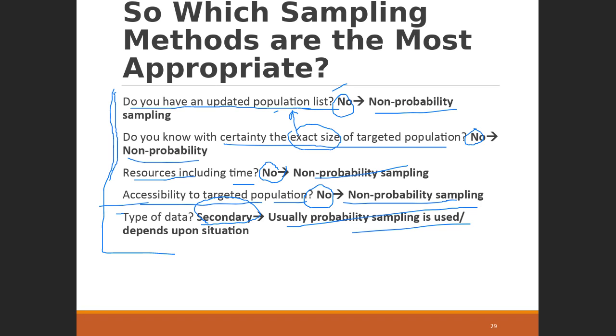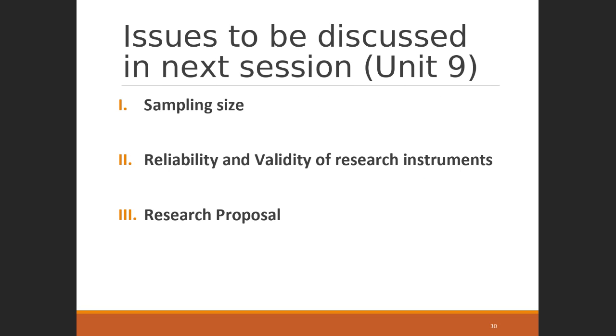Any question about today's session? Any query, any ambiguity? In our next session, we will discuss sample size, the reliability and validity of research instruments, and your research proposal. This is a brief outlook for your next session. Any question about today's session, anything which is not clear, which requires further explanation?